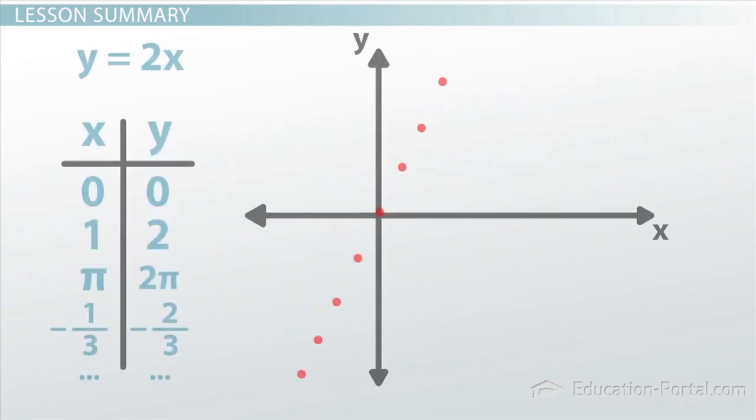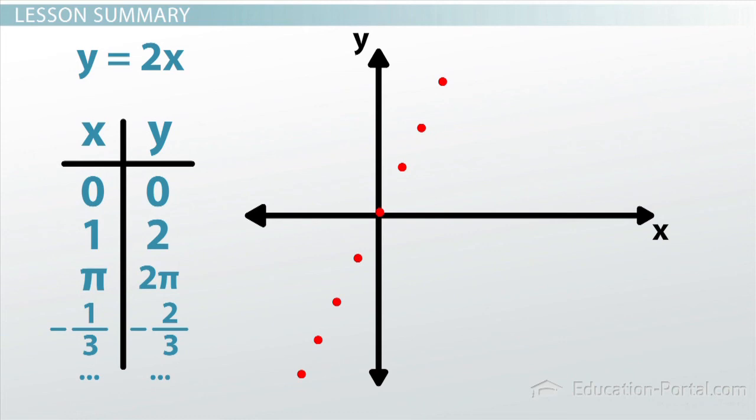Finally, if you want to plot an equation, you want to create a whole bunch of ordered pairs that satisfy that equation. And then you want to connect those ordered pairs using a smooth line. Just make sure the ordered pairs are very close to one another before you connect them.